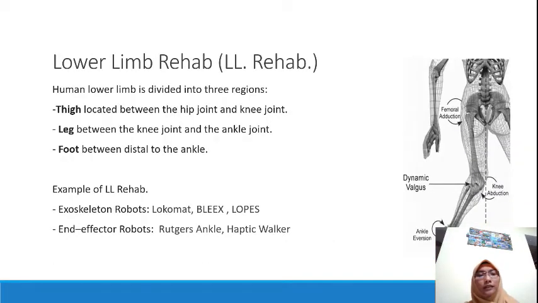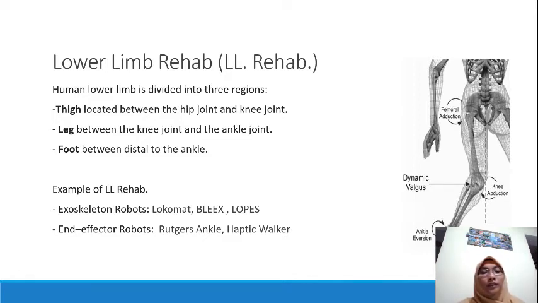Under this slide I will discuss lower limb rehabilitation. As you know, humans have lower limbs and also upper limbs. For today's discussion, I am only focusing on the lower limb, which is divided into three regions. The thigh is located between the hip joint and knee joint, as you can see from the figure on the right. The leg is between the knee joint and the ankle joint, and the third one is the foot, distal to the ankle.